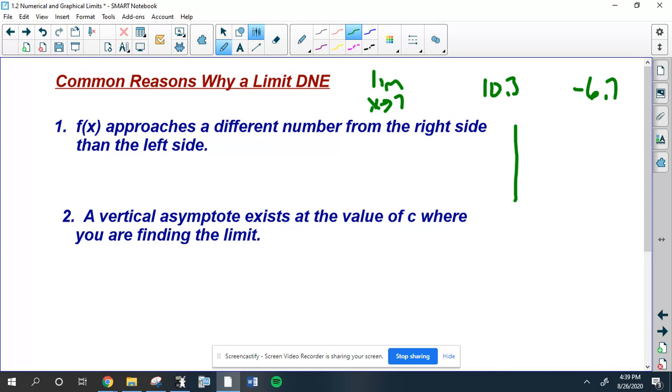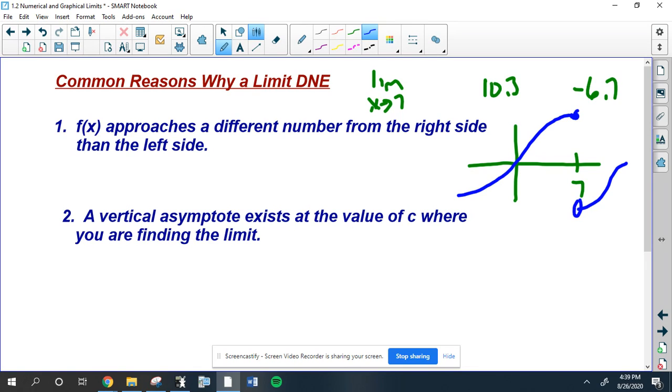Graphically, say we're doing the same thing. I'm taking the limit as x approaches 7. Graphically, you'll see something like this. Maybe this function ends here at 7, and then maybe starts up over here again. It might look like that. That's an example of graphically, as you approach 7, it's different from each side.